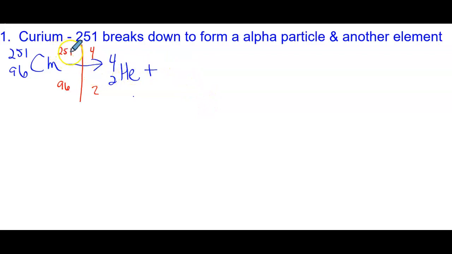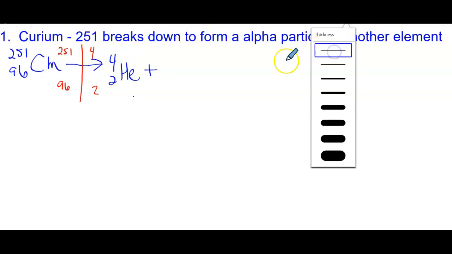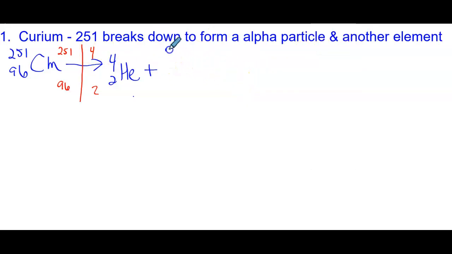We have 251 and 4. We need to think about what number gets us to 251, because we can't go down to 4. So we're going to do 247, 247 plus 4. Then what number gets me to 96? If I start at 2, it is 94. We're going to figure out who this element is by its atomic number. Looking for atomic number 94, we get Pu.